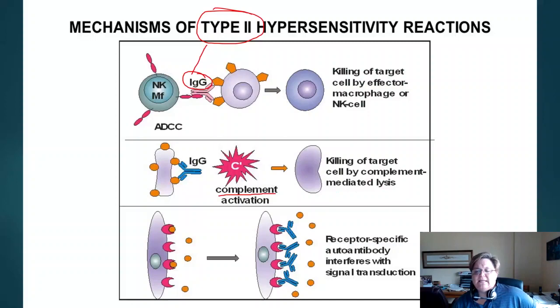So when we see lysis, it means the cell has broken, that cell wall has been disrupted, and the contents of the cell are now in the interstitial or intravascular spaces. And then we have receptor-specific autoantibody that interferes with signal transduction. So we're not able to move our signals correctly to other cells.